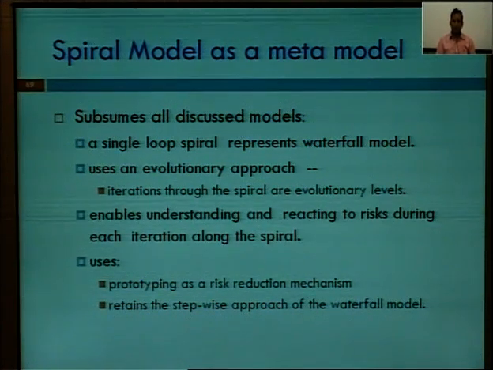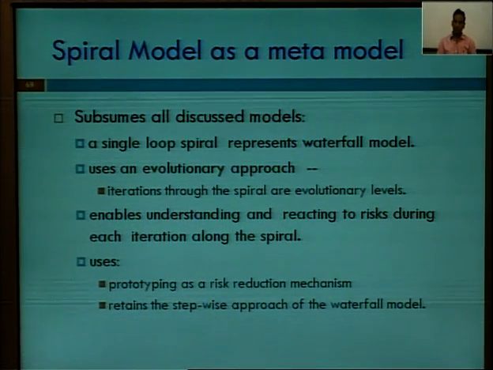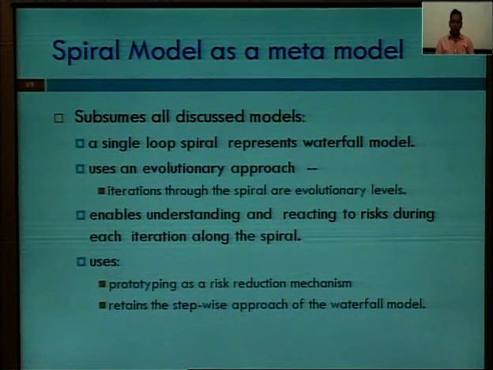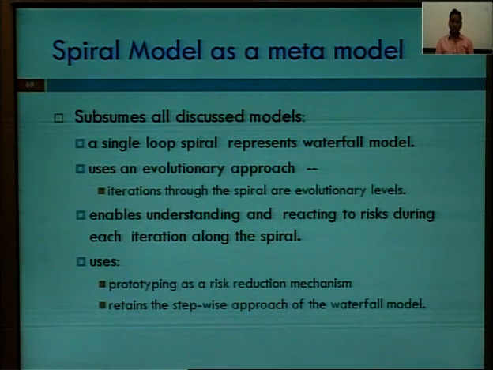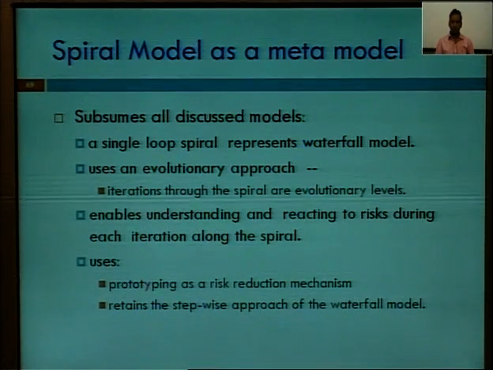A single loop spiral represents the waterfall model, and it uses an evolutionary approach. Iterations through the spiral are evolutionary levels, enabling understanding and reacting to risk during each iteration. It uses the prototyping model as a risk reduction mechanism and retains the stepwise approach of the waterfall model. For this reason, the spiral model is also known as the meta model, because it provides the mechanisms used in all the previous models.